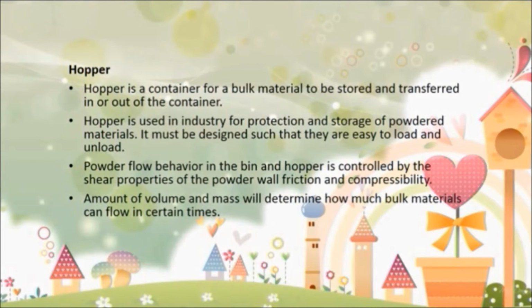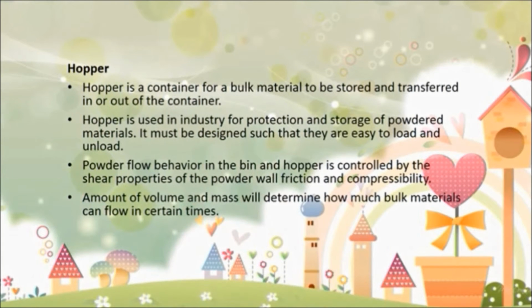A hopper is a container for bulk material to be stored and transferred in or out of the container. Hoppers are used in industry for protection and storage of powdered materials. They must be designed such that they are easy to load and unload. Powder flow behavior in the bin and hopper is controlled by the shear properties of the powder, wall friction and compressibility. The amount of volume and mass will determine how much bulk material can flow in a certain time.